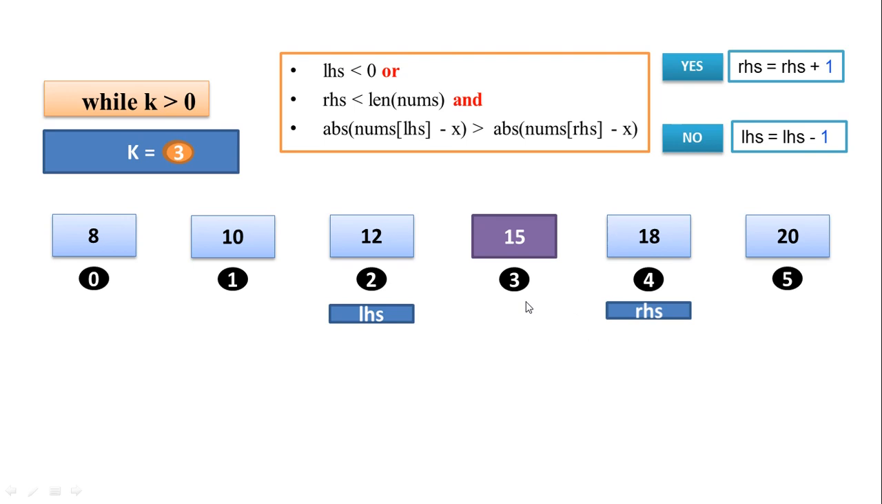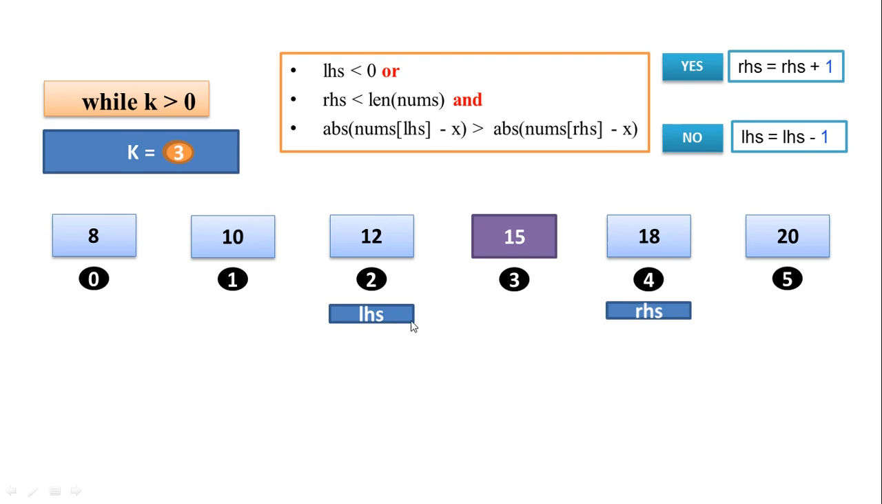I hope you understood the calculation. Initially we calculated the absolute value of 12 minus 15, which is 3, and then we calculated 18 minus 15, which is once again 3. So in both cases, the result was 3. So this means our last condition was not satisfied. Hence, we move the LHS pointer towards the left by one position.